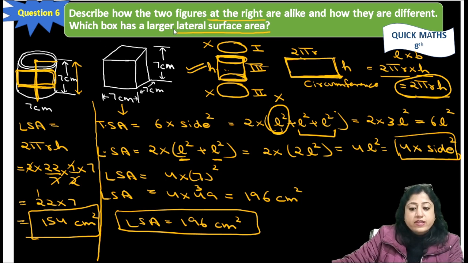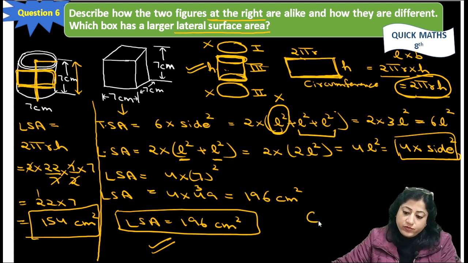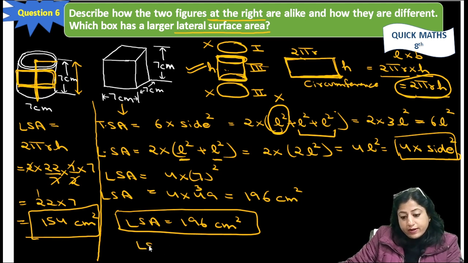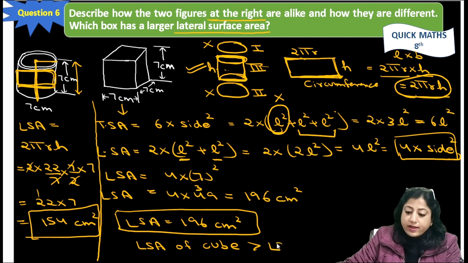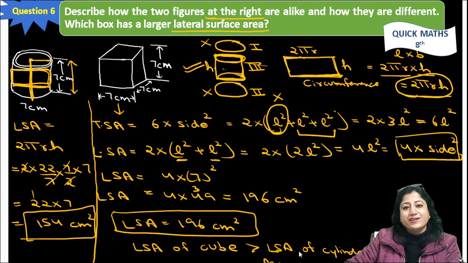So which box has larger lateral surface area? Obviously the cube has the larger surface area. So we can say the lateral surface area of the cube is greater than the lateral surface area of the cylinder. This is the required solution. Thank you so much.